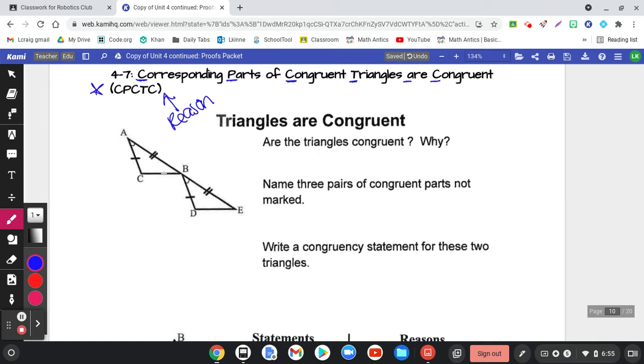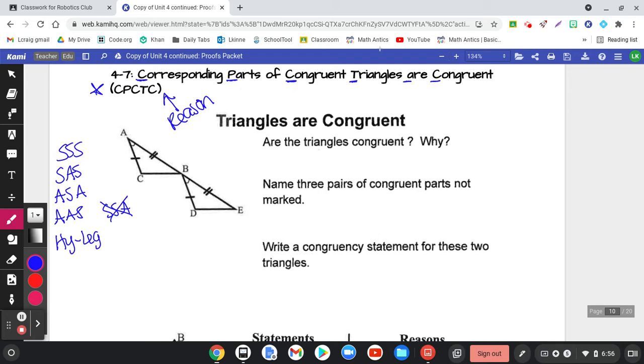So let's take a look at this little warm-up here. Are the triangles congruent and why? Remember your 5 ways: side, side, side; side, angle, side; angle, side, angle; angle, angle, side, not to be confused with side, side, angle, because that spells a bad word whether you look at it forward or back; or hypotenuse leg of a right triangle.